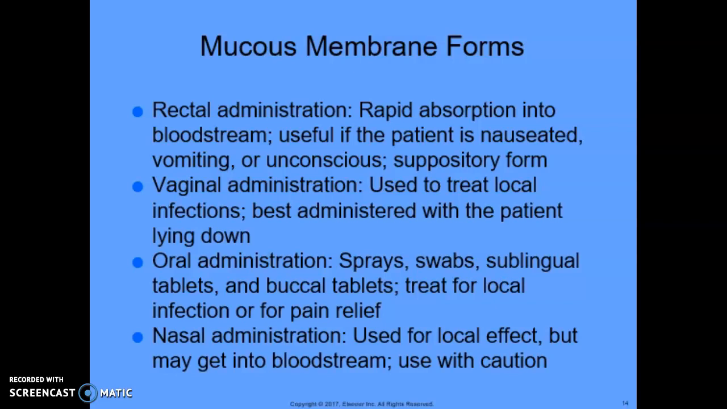Vaginal suppositories, tablets, creams, and fluid solutions are used to treat local infections. The mouth and throat membranes may be treated locally with the antiseptic for oral hygiene and local infection, with anesthetics for pain relief, and with the astringents that form a protective film over the mucous membranes. So we talked again about this during our pharmacology.